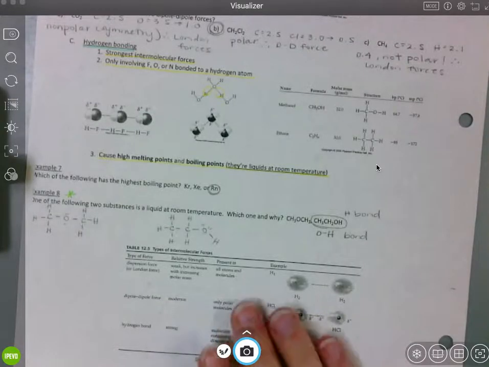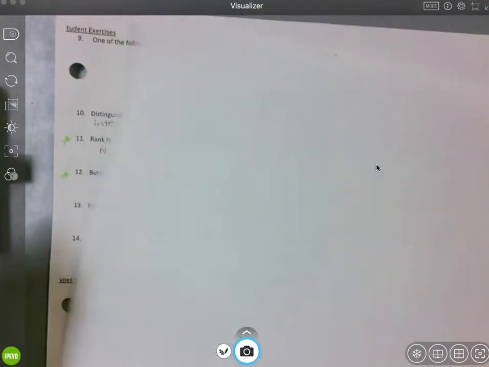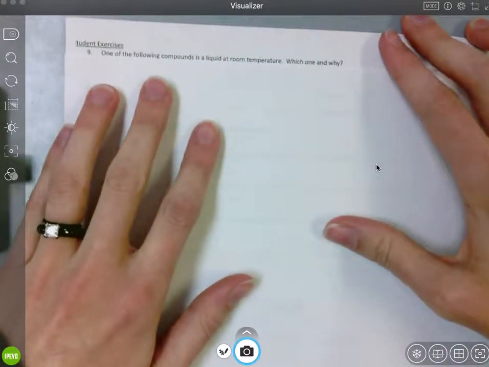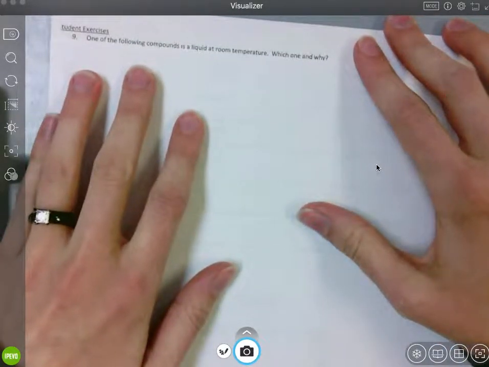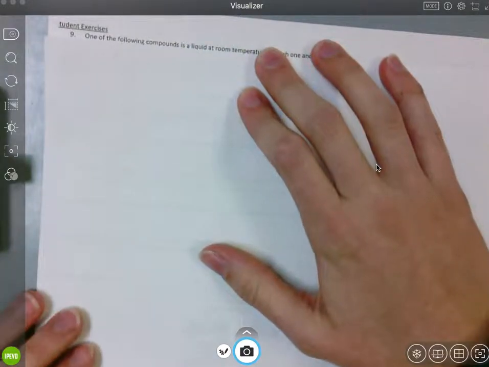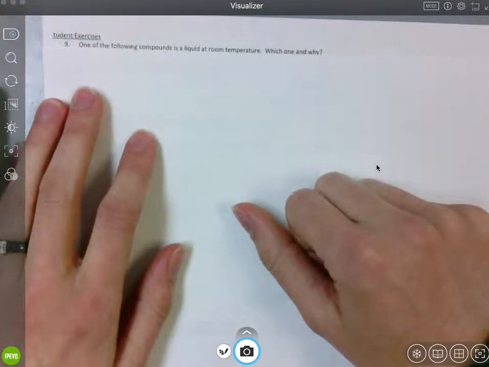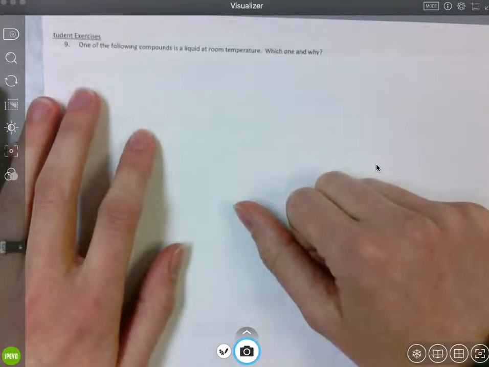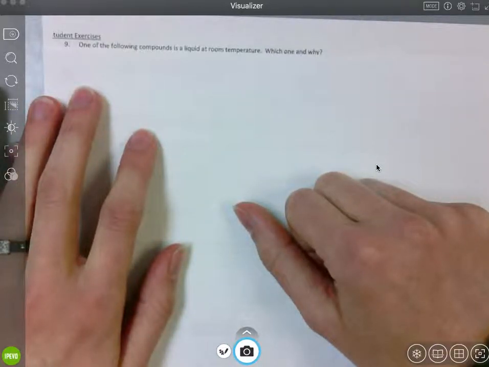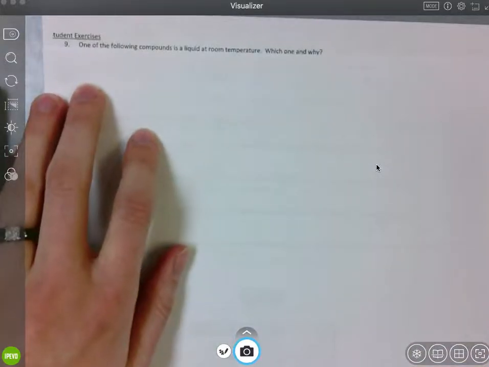All right, table 12.5 is basically just a summary of the 3 intermolecular forces that we've seen. I want you to try exercises 9 through 14 on your own, and I want you to pause the video, because I'm about to show you the answers, so see if you can figure them out.